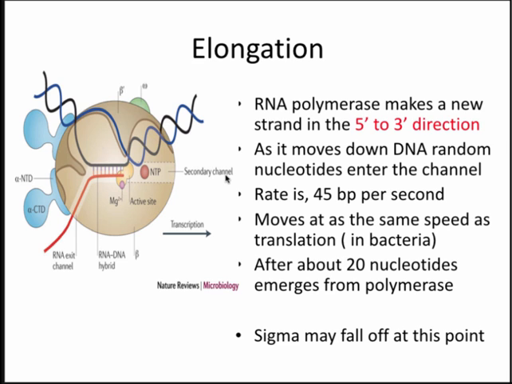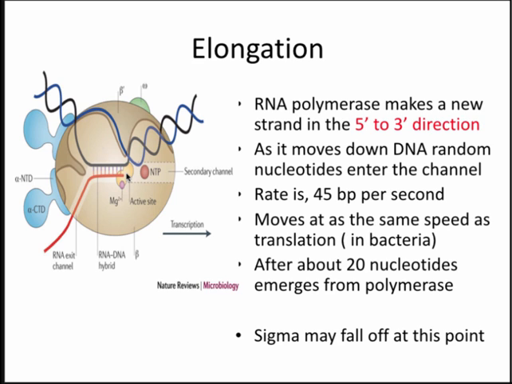As it moves down the DNA, random nucleotides enter the channel. So the dNTPs come in here in this channel, and it's just random nucleotides until one binds and it fits, and then it goes on to the next one. The rate is 45 base pairs per second, and this moves at the same speed as translation, and you'll find out why that's important later on in the lecture.